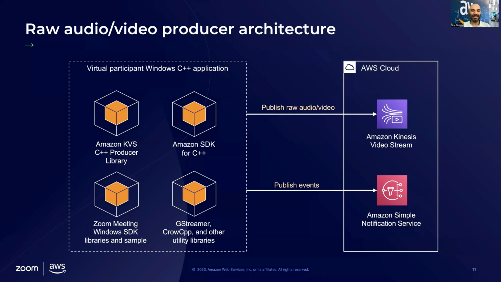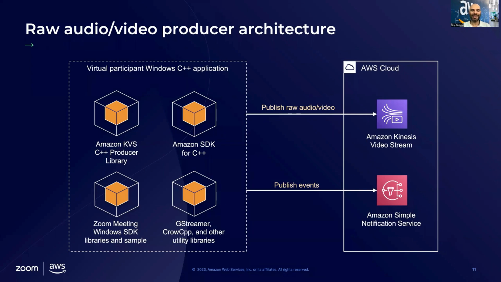First, we made it easy to send raw audio and video to AWS. The sample implementation uses the GStreamer media pipelining library written in C++ to stream audio data from the Zoom Meeting SDK to Amazon Kinesis Video Streams. We will go deeper into why we chose Amazon Kinesis Video Streams later in this talk.